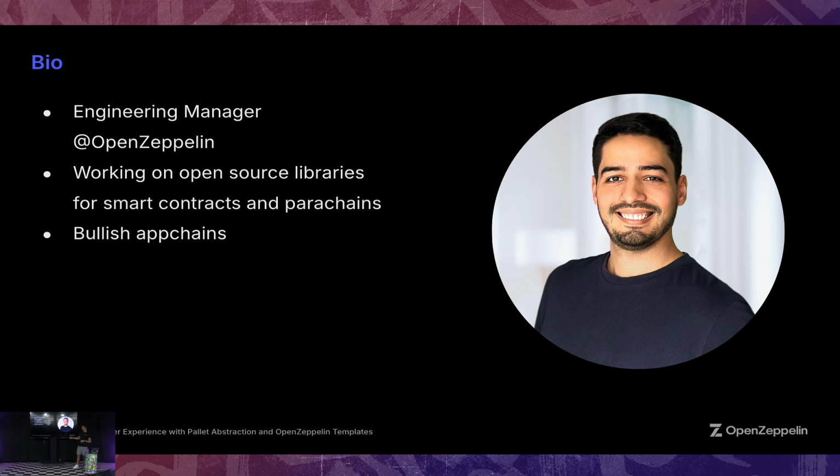So some real quick context about me. I work as an engineering manager at OpenZeppelin, and I spend most of my time building great open source libraries, mostly focused around smart contracts and parachains. And needless to say from this presentation, I'm very bullish on app chains in general. I think they are the natural evolution to smart contracts in many ways.